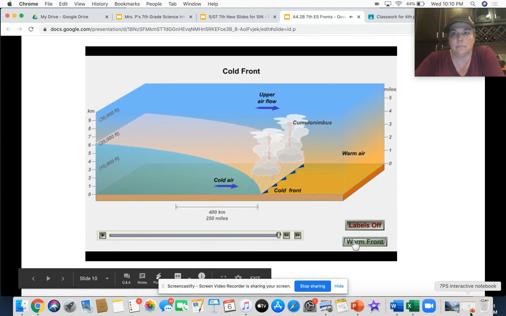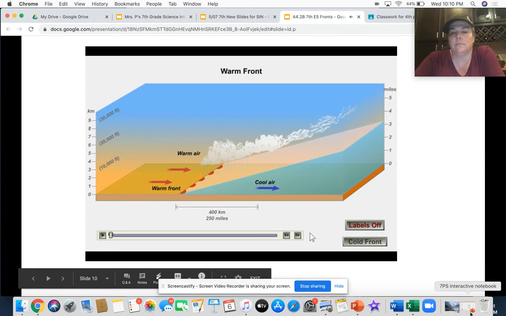Now, the warm front has in common a couple of things with the cold front. One is that the warm air still goes up on top of the cold air, but in this case, the warm air is actually pushing the cold air out of the picture.